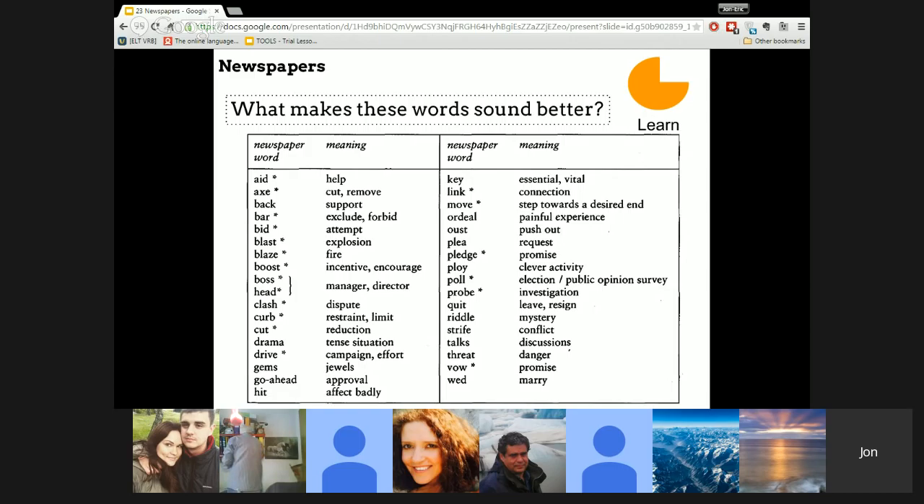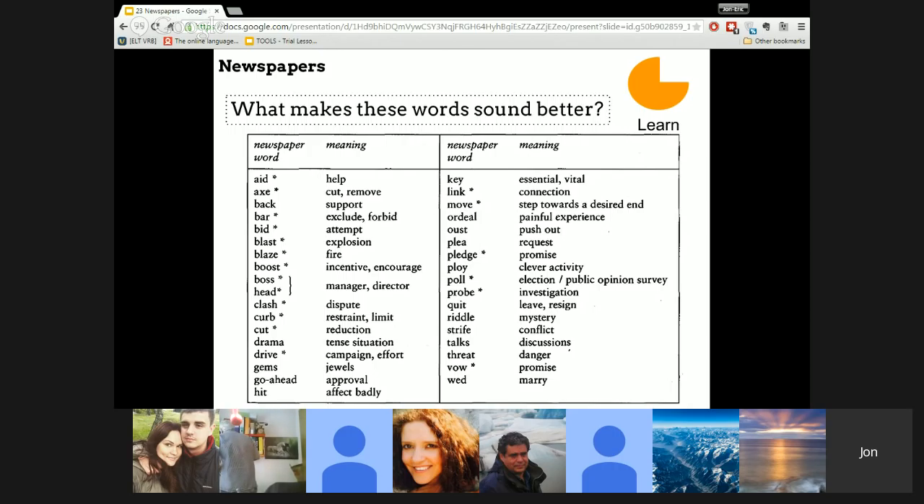Aid. Another way to say cut out, remove? Axe. Good. Another way to say support. Back. Good. To exclude, to forbid. Bar. To bar. Good. To attempt something. Bid. Good. Explosion. Blast. A blast. Now, let's stop there for a second.